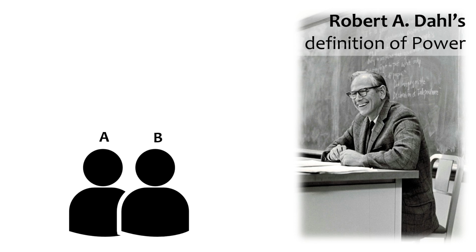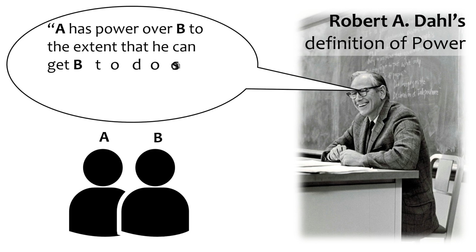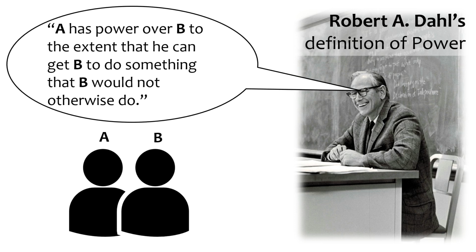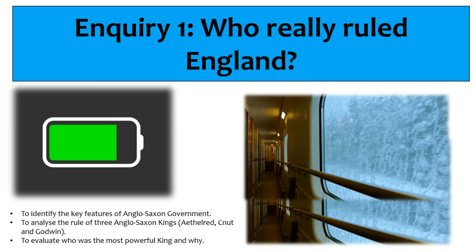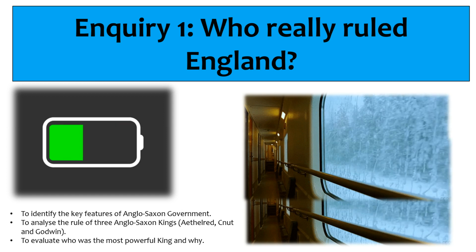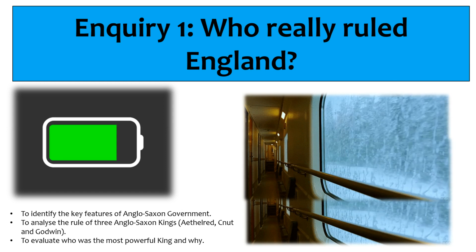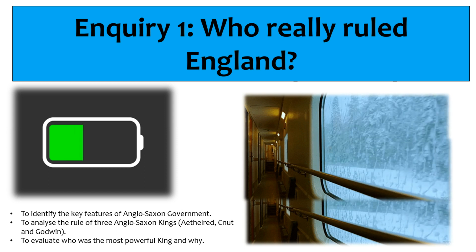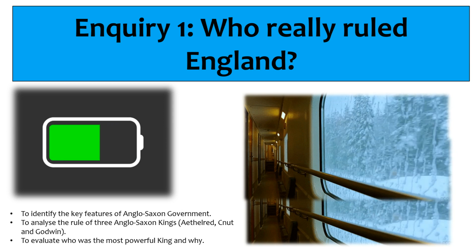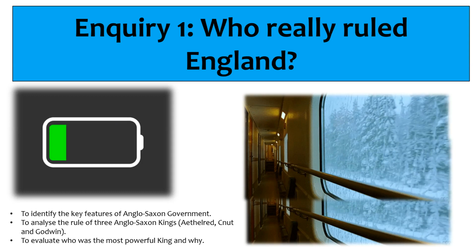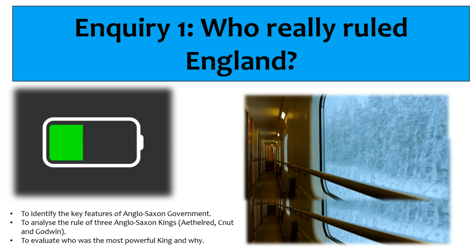If you remember from one of our early lessons, we talked about what power is: Robert Dahl's definition of power as A has power over B to the extent that A can get B to do something that B would not otherwise do. We've been asking in the first part of our course, Inquiry 1, who really ruled England? Who had the power in England? And we looked at different moments in English history on that train line where that question was at the forefront of our learning and at the forefront of England at the time. But we've got a second inquiry now. We're getting back on that train, and the second question is a different one.